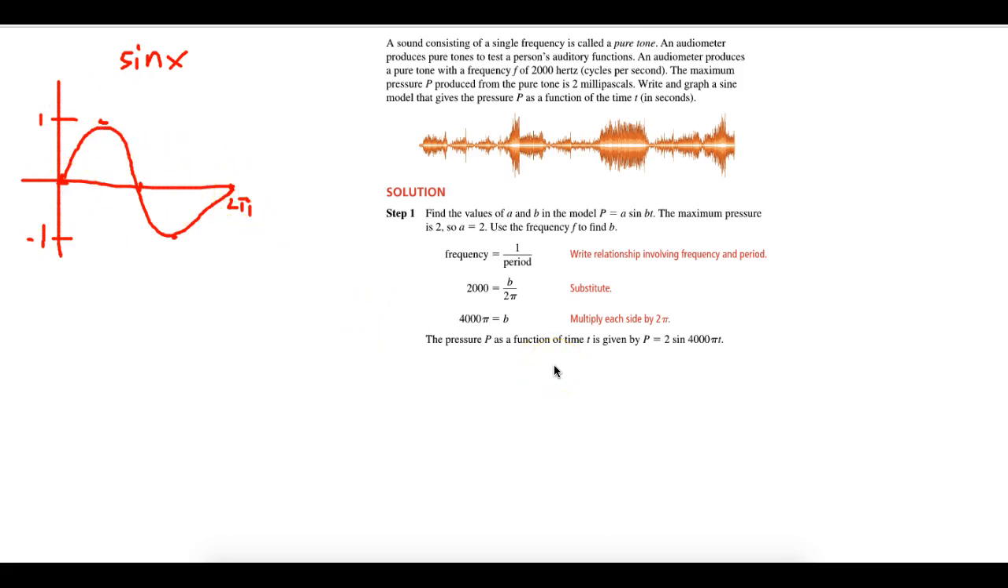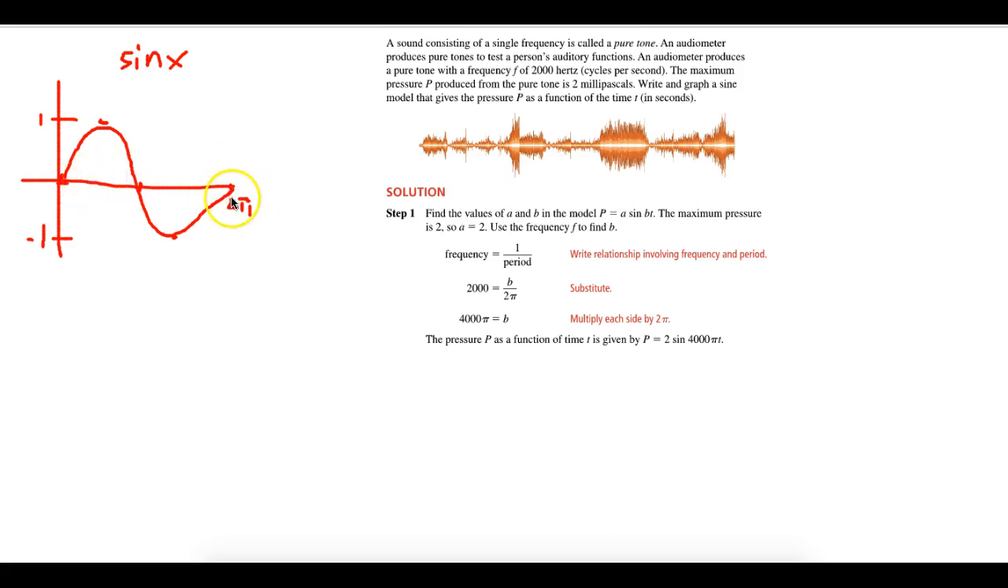Now, to graph this, we need to go ahead and apply these changes to it. So the first thing you want to notice is that since we've got a B value of 4,000 pi, this period length is going to be shrunk, extremely shrunk.